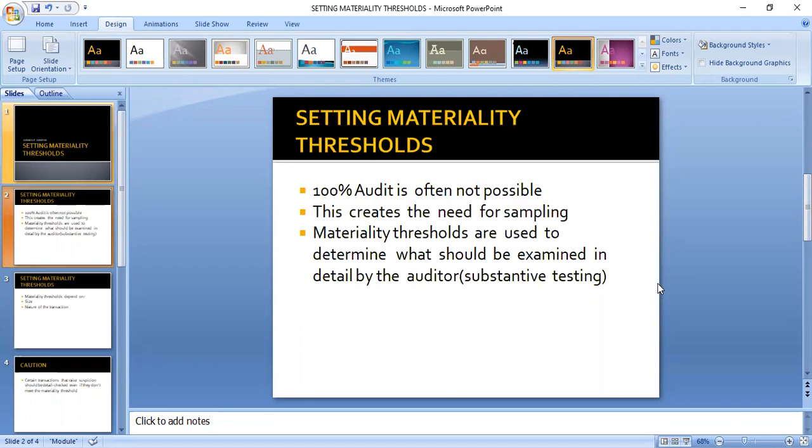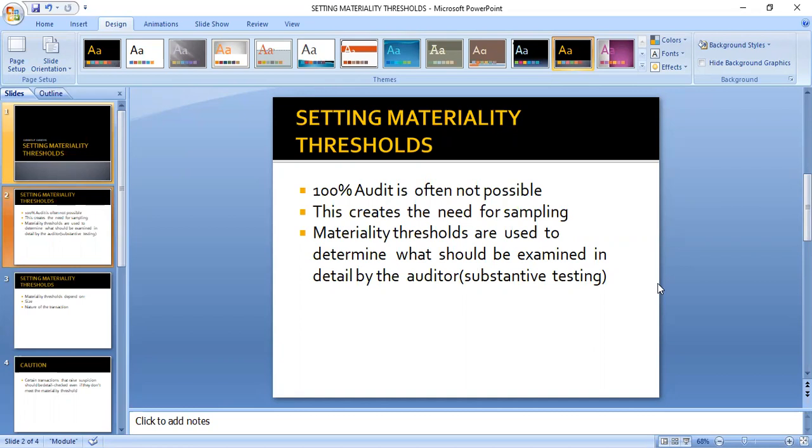Because you can't do 100% testing, that means you have to use sampling methodologies. So we use materiality thresholds to determine what should be examined in detail by the auditor. That's called substantive testing. Substantive testing means detailed testing, test of balances, test of transactions. Did the transaction actually occur? Are they valid? The amount, is it correct? Is it accurate? And so on. So a lot of questions will be answered through substantive testing.